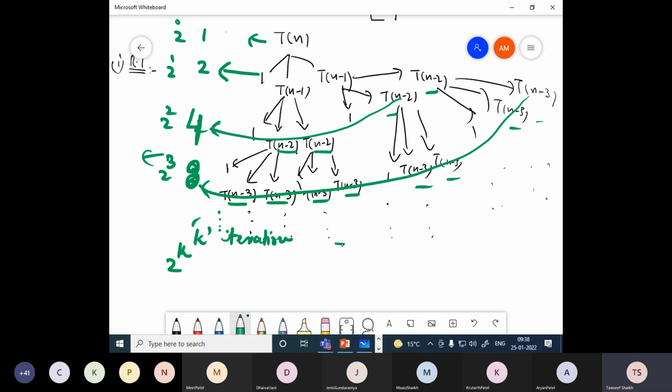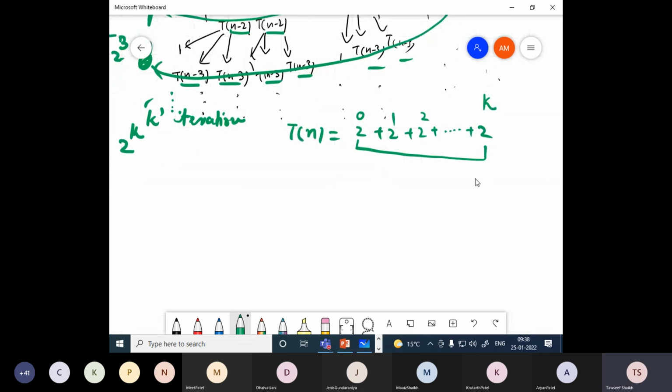So summing it all, we can find that the total T of n of this type of algorithm is dependent on 2 power 0 plus 2 power 1, 2 power 2, up to 2 power k, up to this level. And what is this? If you see an expression like this, it is a GP, geometric progression. Like there is AP, arithmetic, and there is GP. And in GP, each successive term has the same ratio. It is 2 divided by 2 power 0, which is 1, so it is 2. This is 4 divided by this 2, it is 2. The next term will be 8 divided by this 4.